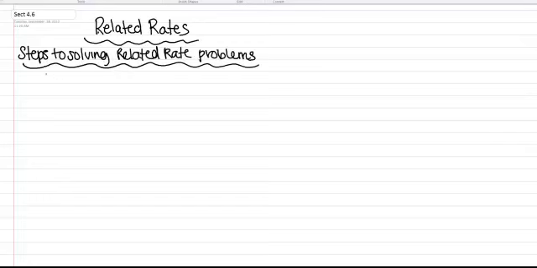Okay, we're going to talk about related rates today. First thing I want to do is go over steps to solving the related rate problems. So the first thing, draw a picture. I can't stress this enough.